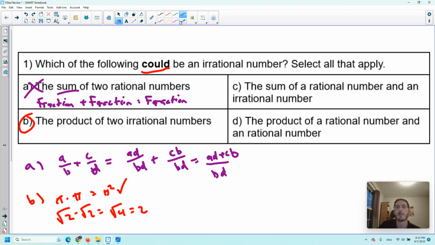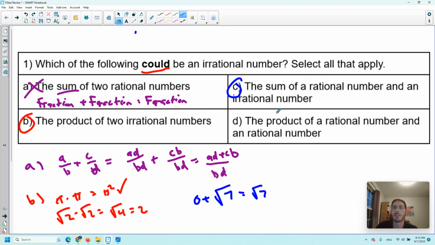C says the sum of a rational number and an irrational number. We saw this one in class. If we tried something like square root of 7 plus 0, I guess we'll do it backwards to stay in the same order as the English. Because 0 is a rational number, we said, and square root 7 is irrational, we get square root 7, an irrational number back. So that's good. And this one, in fact, will always work out. So not only could it be, it must be. There's no way to get a non-irrational number.